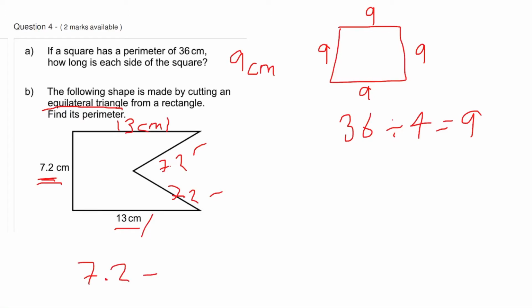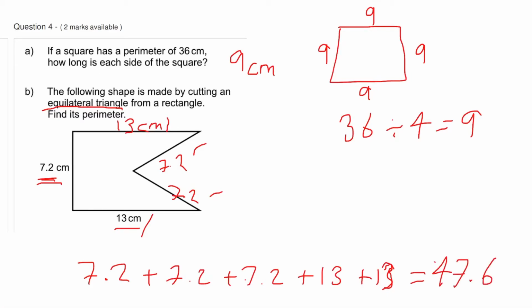That's 7.2, add 7.2, add 7.2, add 13, add 13, and that should give you an answer of 47.6 centimeters. Oh, that's 13, so that's 47.6 centimeters, and that is your final answer. So there's a few things that you had to pick up on with part B, but you need to make sure that you remember with an equilateral triangle all of the sides are equal.